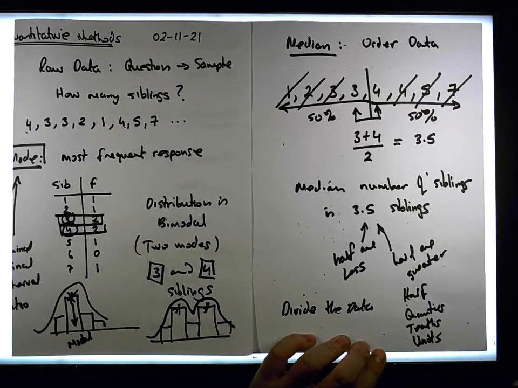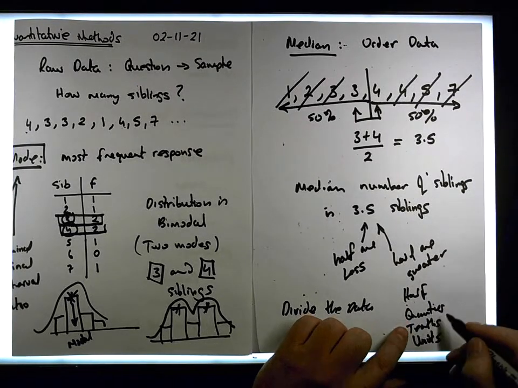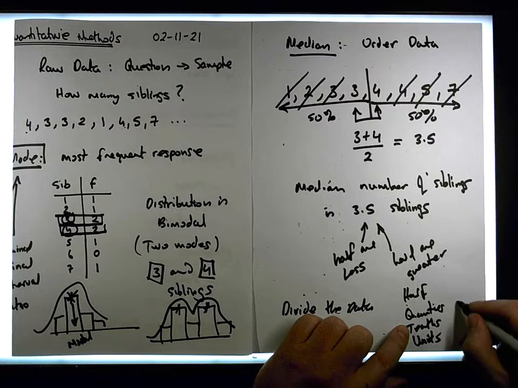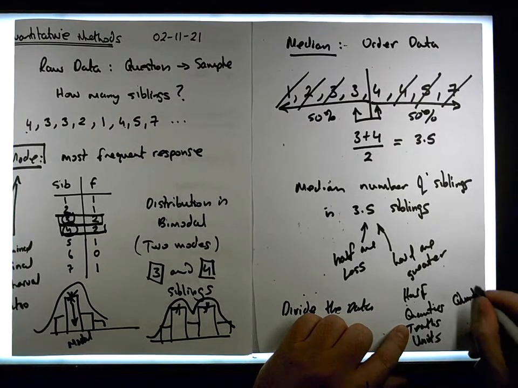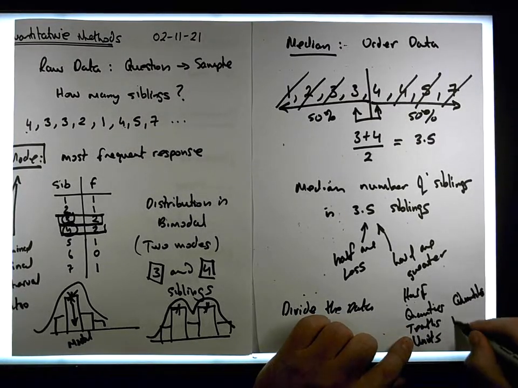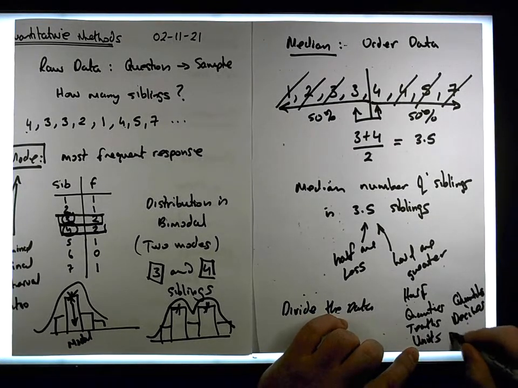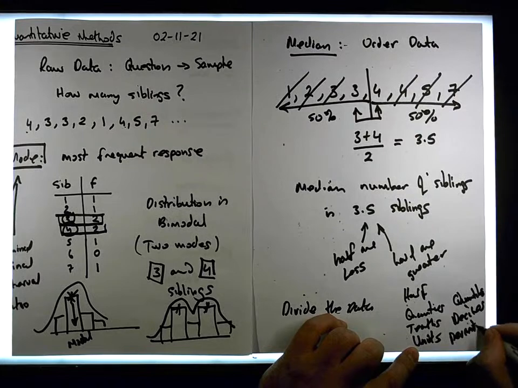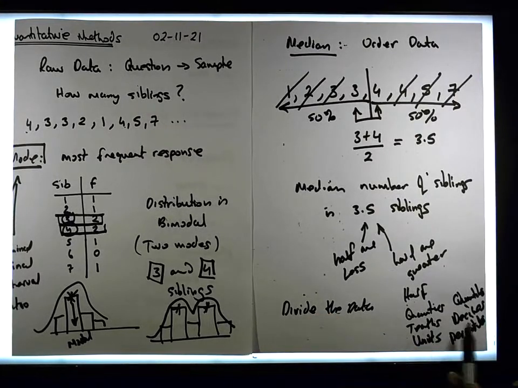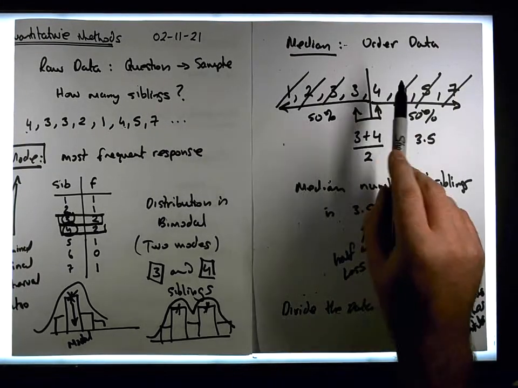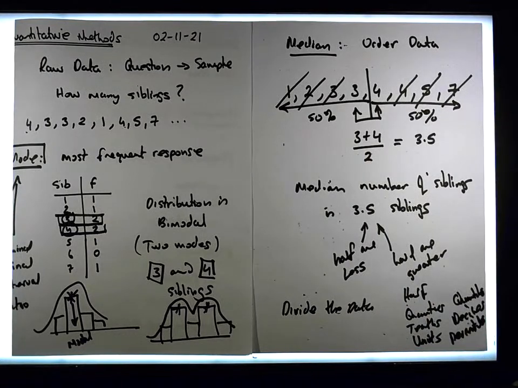When it goes to quarters, we call them quartiles. When it goes to tenths, we call them deciles. And when it goes to units, we call them percentiles. You've probably heard that word percentiles before. It's just another way to look at the data from an ordering perspective.